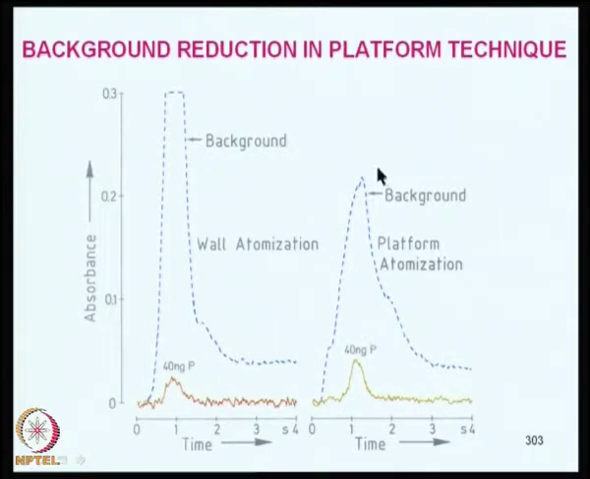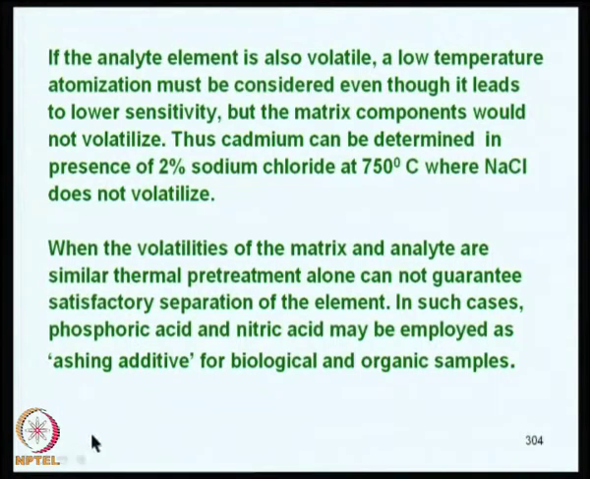And then suppose you use a platform, then what happens? Look at the figure here to the right. The curve is much more symmetrical and much sharper, and background has already gone. Much of the background has already been sent out of the graphite furnace. So, this slide brings out the importance of pretreatment, and different kinds of pretreatment procedures can be developed to handle specific concomitants.